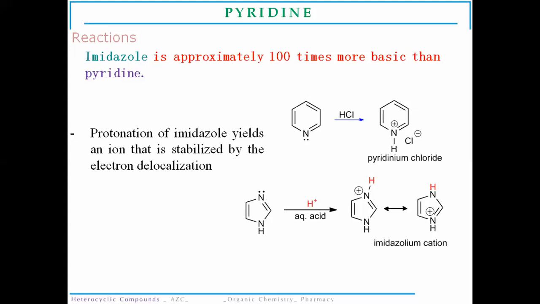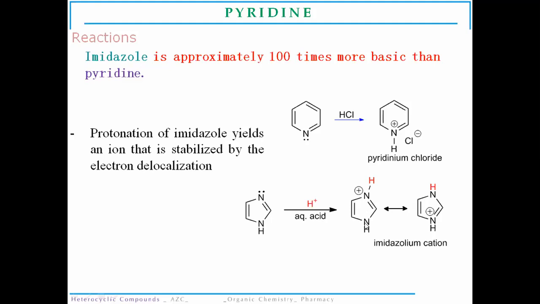Now we are discussing the protonation of imidazole, comparing it with pyridine. The protonated imidazole is an ion which is stabilized by electron delocalization. We all know when the pyridine molecule is protonated, it forms pyridinium chloride, that is a salt. But when imidazole is protonated in the presence of acid, it also forms a salt. But as imidazole has two heteroatoms, it undergoes protonation twice.